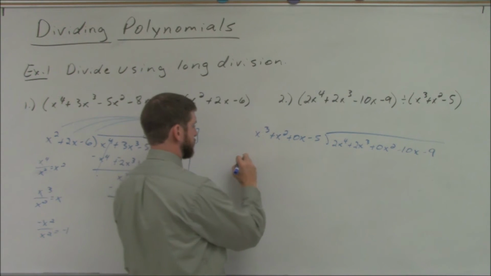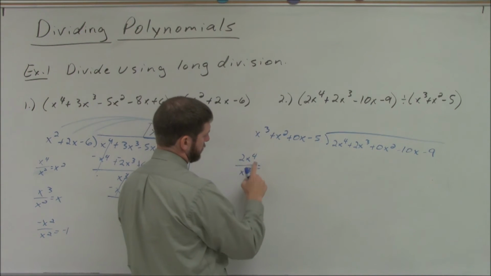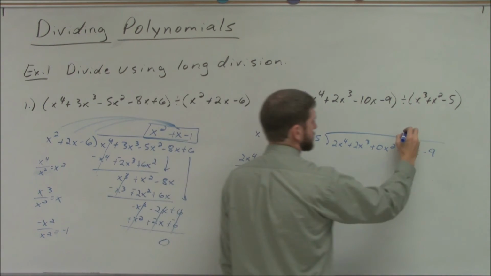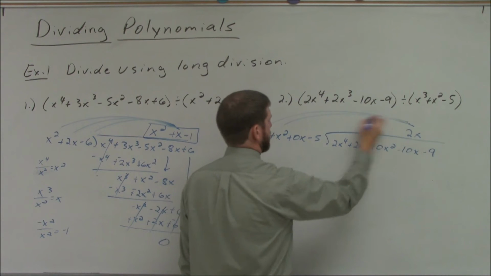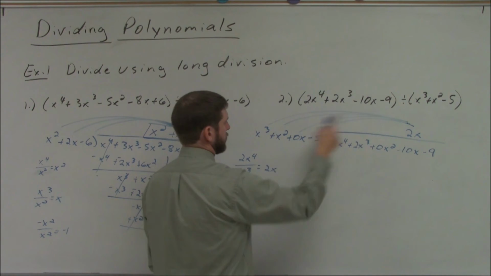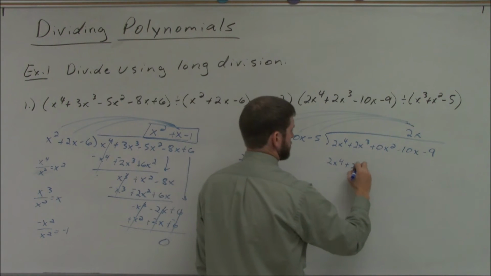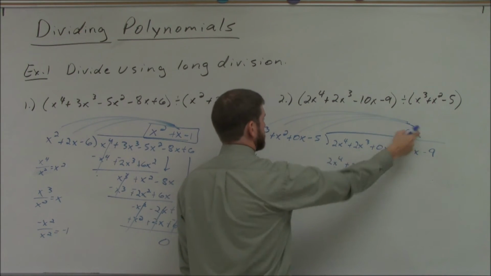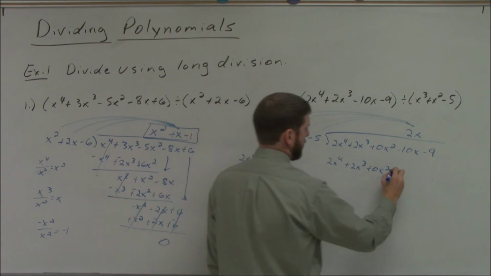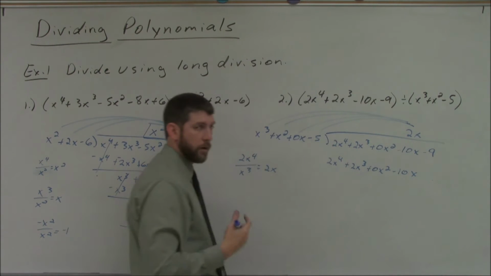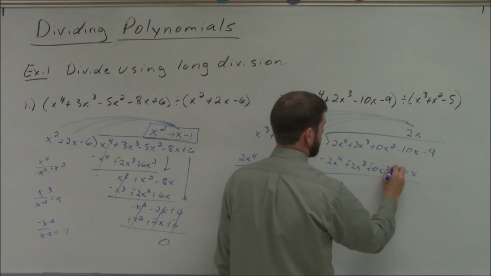First divided by first. 2x to the fourth divided by x cubed equals 2x. Distribute that to every term of the divisor. 2x and x cubed is 2x to the fourth. 2x and x squared is 2x cubed. 2x and 0x is 0x squared. 2x and negative 5 is negative 10x. Now we'll subtract. Draw your line, change your signs.